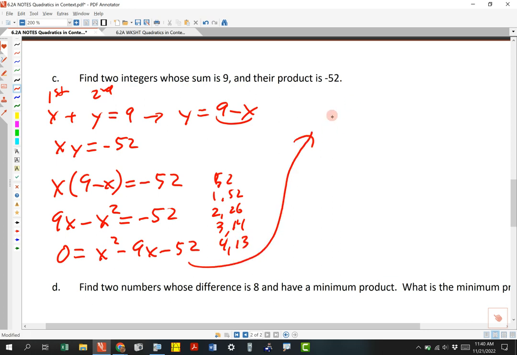So this is going to factor to x minus 4. Whoops. 3 times 14 is 42. Does 3 go in there? No, 3 doesn't go in there. Yep, 4 and 13. So this is going to be x plus 4 and x minus 13.